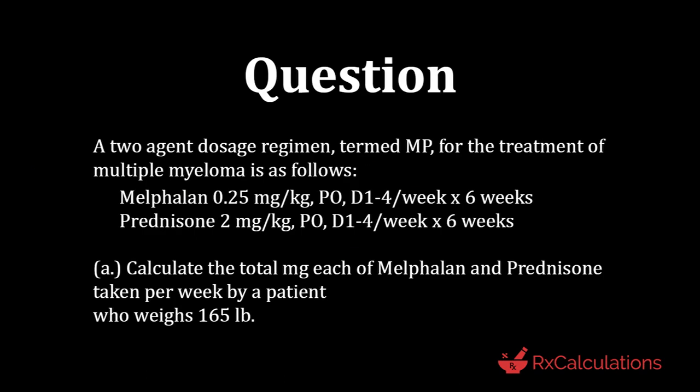This question says a 2-agent dosage regimen termed MP for the treatment of multiple myeloma is as follows: melphalan 0.25 milligrams per kilogram by mouth 1 to 4 days per week for 6 weeks, and prednisone 2 milligrams per kilogram by mouth 1 to 4 days per week for 6 weeks. A. Calculate the total milligrams each of melphalan and prednisone taken per week by a patient who weighs 165 pounds.